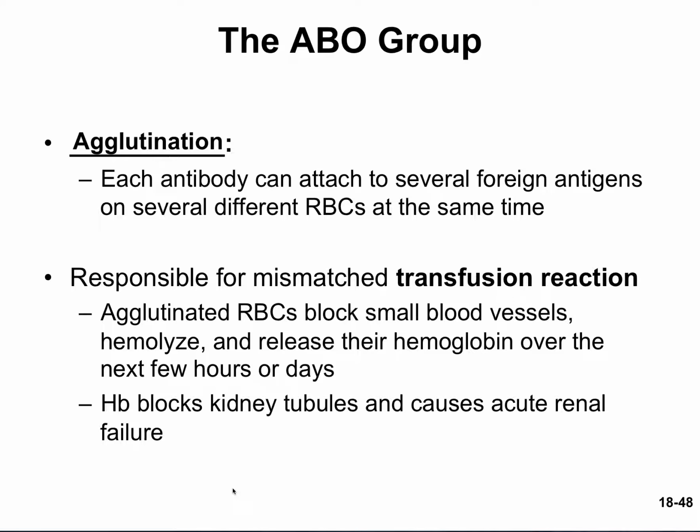Agglutination. Each antibody can attach to several foreign antigens on several different red blood cells at the same time. And this is what is responsible for a mismatched transfusion reaction. Agglutinated red blood cells block small blood vessels, hemolyze, and release their hemoglobin, causing blockage of the kidney tubules and acute renal failure.